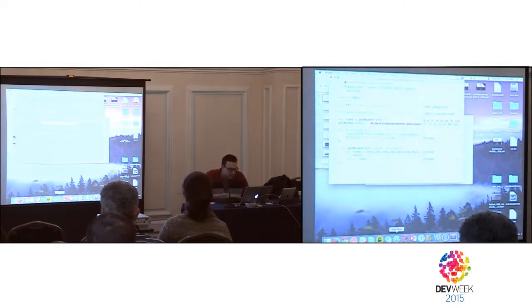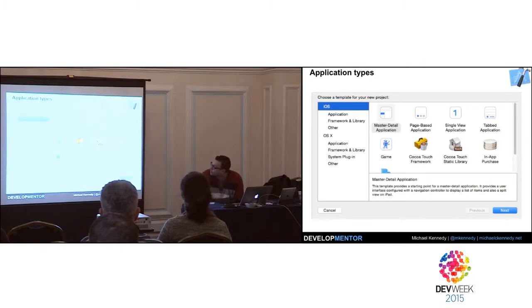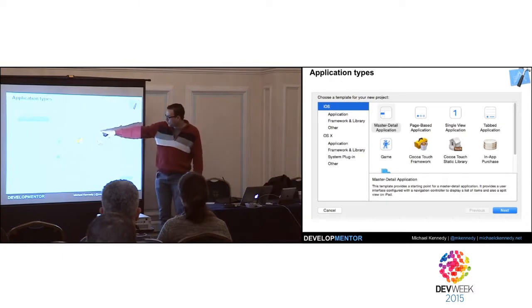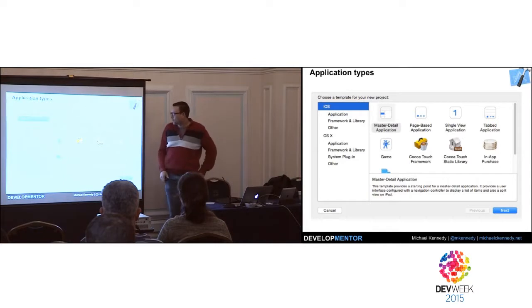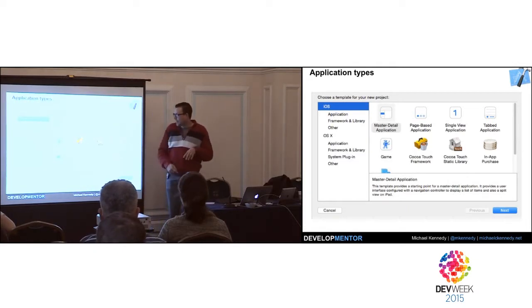Okay, so let's go back to the slides for just a moment. We can choose Playground or we can choose a new Xcode project. And if we choose a new Xcode project, we can create all these different types of apps, right? So you can create top-level applications, which are the first 5: single view app, which is the most simple, master detail, page-based, tab-based, or you can build lower-level things like a Cocoa Touch framework, which is a library you might reuse across other iPhone apps. Or you can even build an in-app purchase.